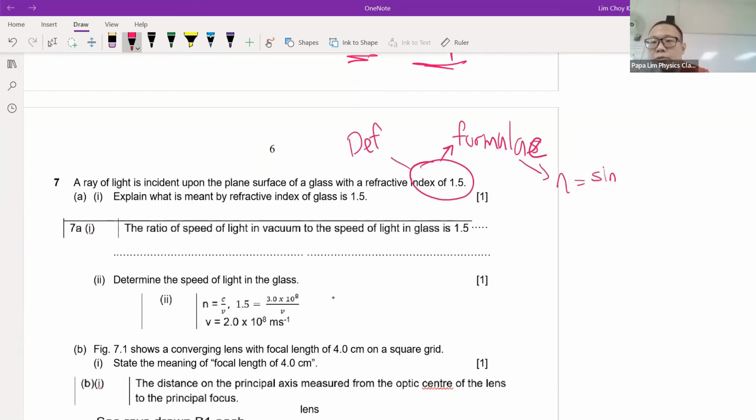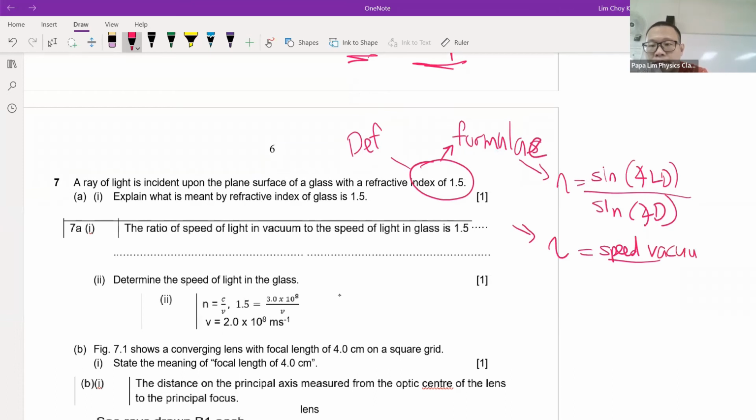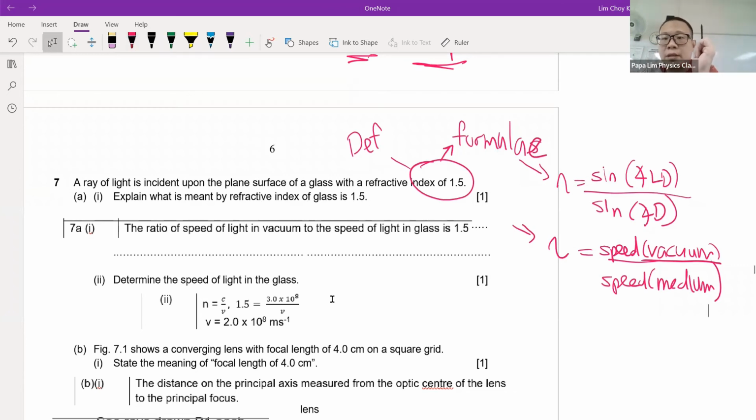First, in terms of trigonometry, the sine of the angle in the less dense medium divided by the sine of the angle in the dense medium. The ratio of the two gives you the refractive index of the medium. The second formula deals with the refractive index in terms of speed: the ratio of the speed of the light ray in vacuum versus the speed of the light ray in the medium. So in terms of refractive index, there are two formulas.